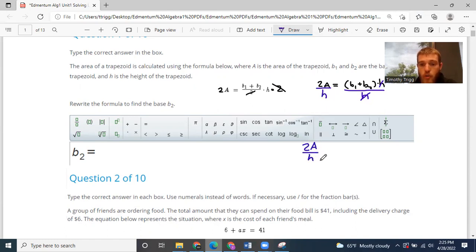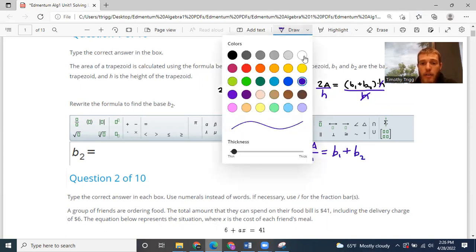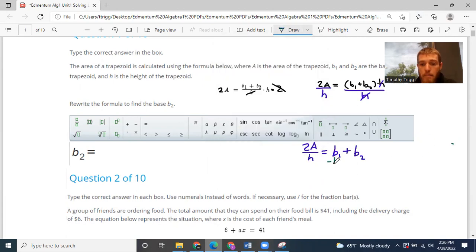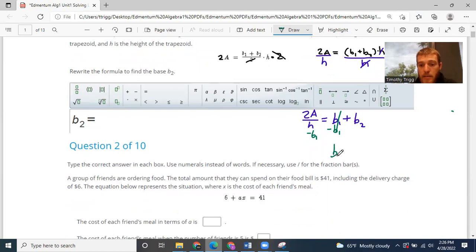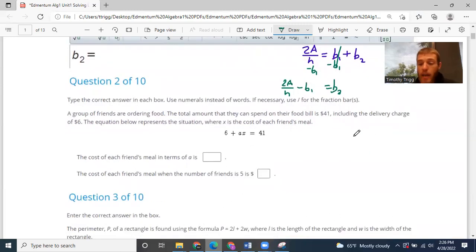Continue more work down here. 2a over h equals, and here I don't need the parentheses any longer, b sub 1 plus b sub 2. Now remember, our goal is to get b sub 2 by itself. So I need to get rid of this b sub 1. So how do I do that? Well, I'm going to subtract b sub 1 from both sides of the equation. Because it's added here, we subtract to cancel it. Leaving us with b sub 2 by itself over here on the right side. That's good. That's what we want. On the left side, we have 2a over h minus b sub 1. Okay, kind of a tricky one.